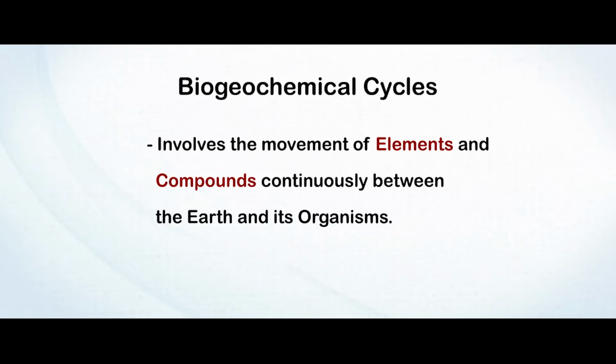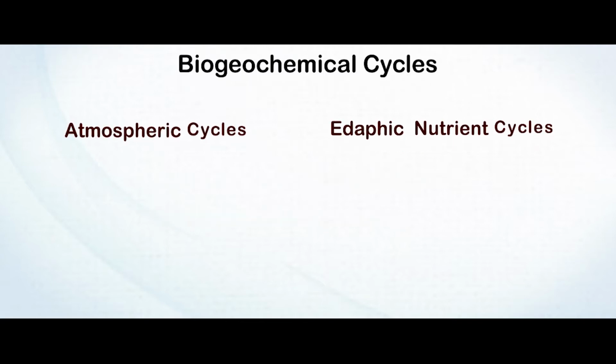The biogeochemical cycles are the biological, the geological, and the chemical cycles that involve the movement of elements and compounds continuously between the Earth and its organisms. The biogeochemical cycles are categorized into two: the atmospheric cycle and the edaphic nutrient cycle. Under the atmospheric cycle, we will be looking at the nutrients and the elements cycled through the atmosphere. And under the edaphic nutrient cycle, we will be learning how the nutrients are mainly cycled through the soil in the form of different compounds.